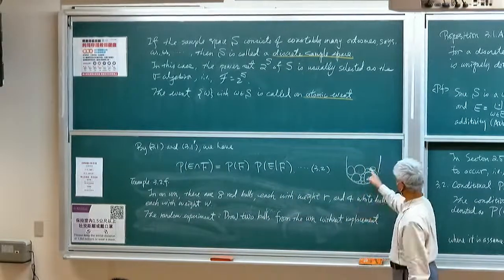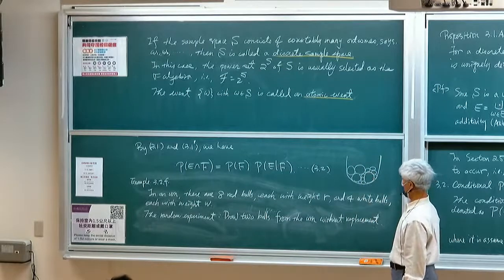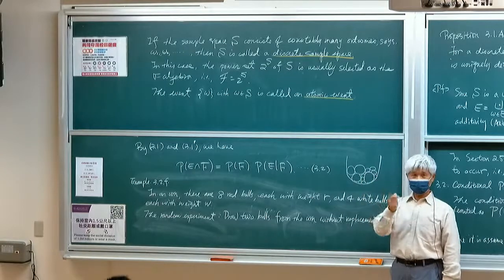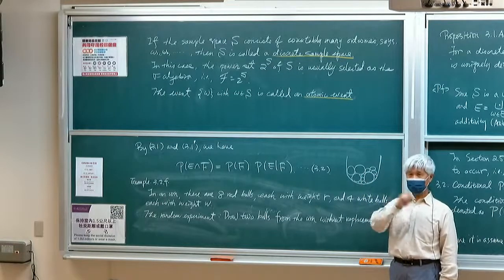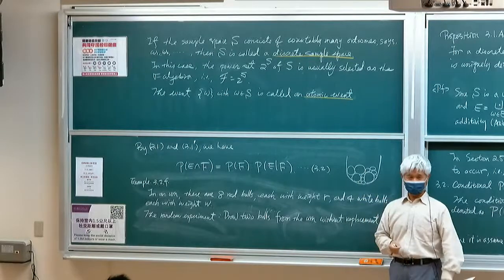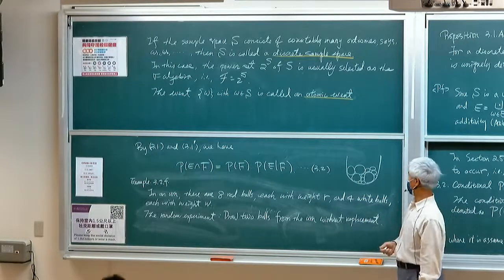Okay, so there are 8 red balls, each with weight R. In my drawing, the red ball is lighter than the white balls. The white ball is bigger, something like that.